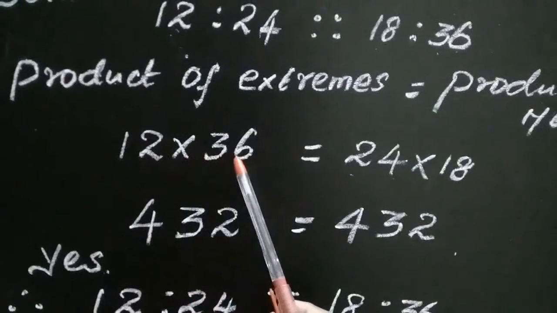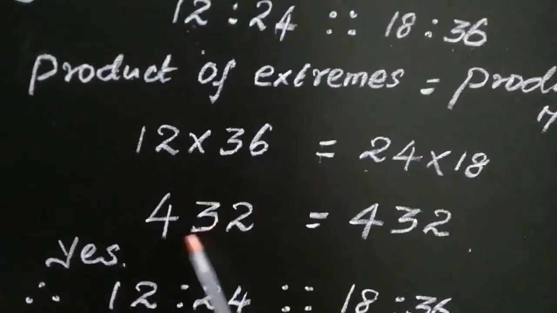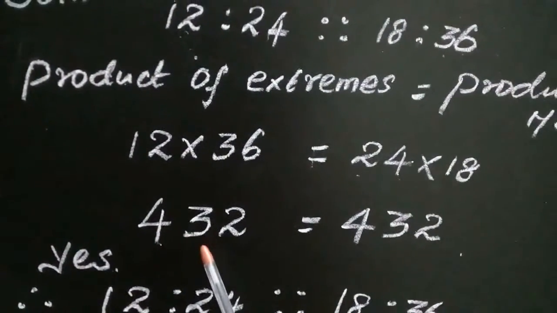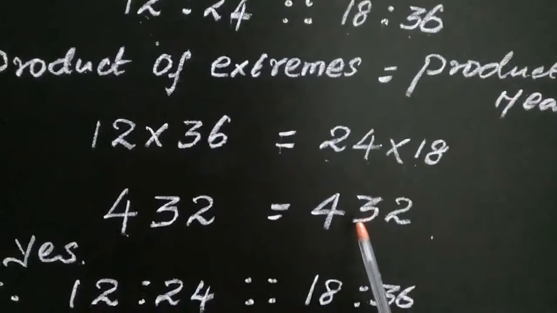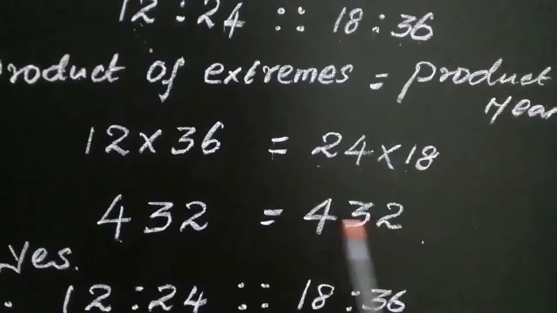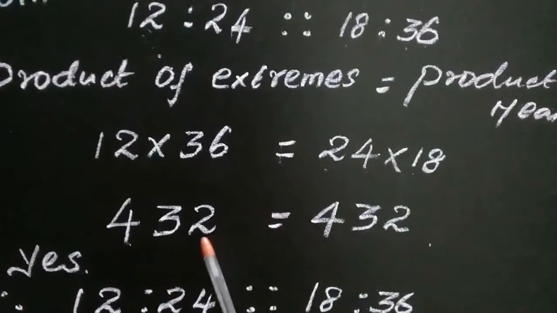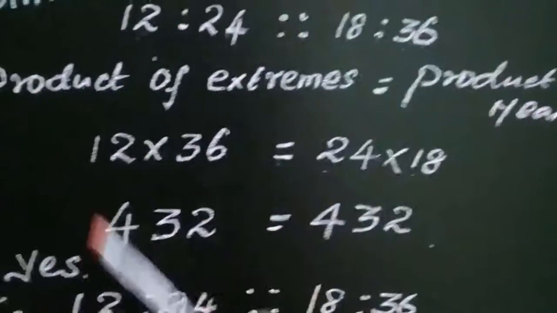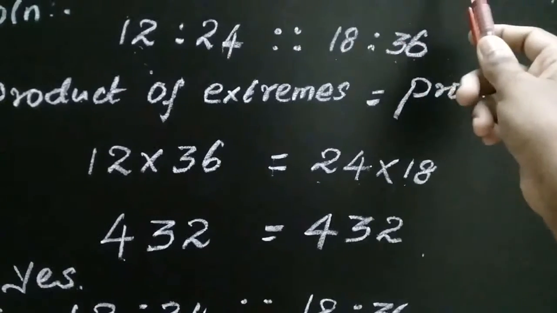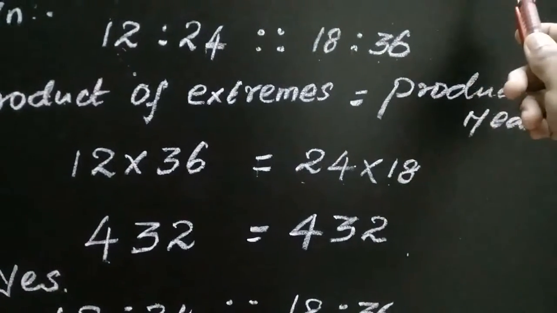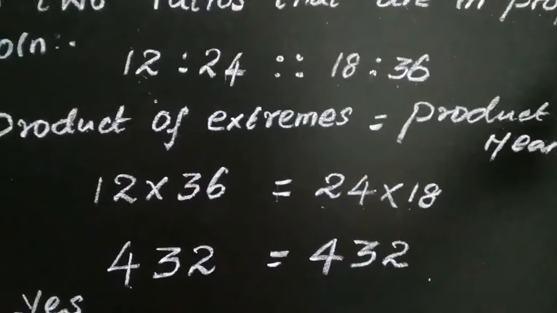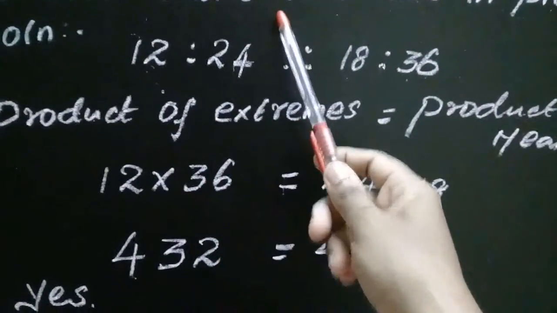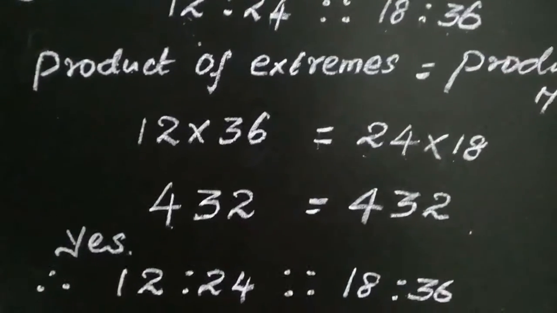12 into 36, we get the answer 432. Here also 24 into 18, the answer is 432. Therefore, the two values are equal. Yes, 12 is to 24 as 18 is to 36 are in order that can be expressed as two ratios that are in proportion.